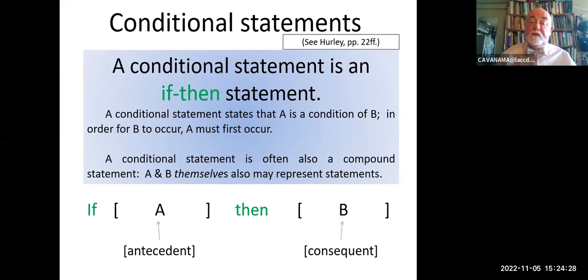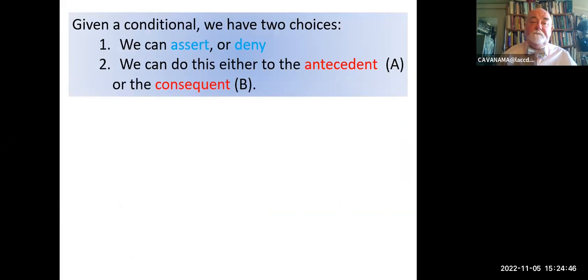And we give names to these two bits. The first bit, we call the antecedent because guess what? It comes before. And B is called the consequent. It follows after. Now, simple terminology, but very important. Keep this in mind, memorize these terms because we're going to be using them over and over again.